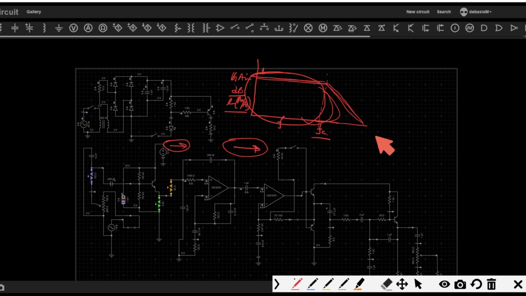Okay, so that's about the low pass filter. Means it's going to allow the low frequency to pass, but not allowing the high frequency. So that's what a low pass filter is.